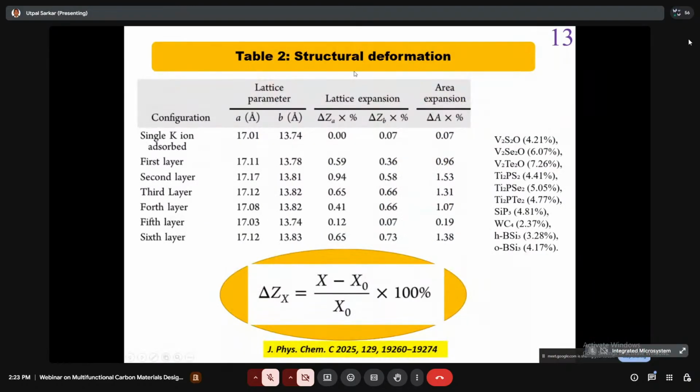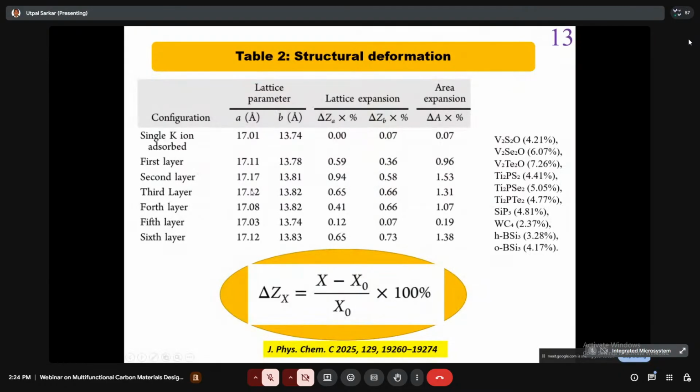Now, this is the structural deformations. So this is A and B. It is a two-dimensional system, so in the C direction, it is one atom thick. So we have not considered C, only A and B. For a single potassium ion, we have given here how the lattice parameters A and B change, and the lattice expansion in terms of percentage.